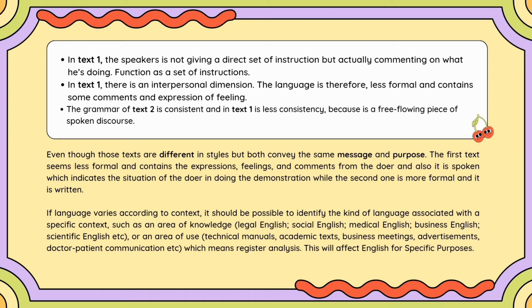If language varies according to the context, it should be possible to identify the kind of language associated with a specific context, such as an area of knowledge: legal English, social English, medical English, business English, and scientific English, or an area of use: technical manuals, academic texts, business meetings, advertisements, doctor-patient communication, and so on, which means register analysis. This will affect English for specific purposes. The next material will be presented by Dasri Milah.